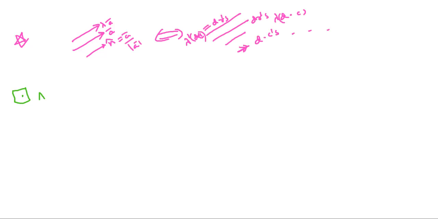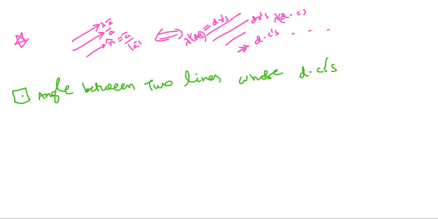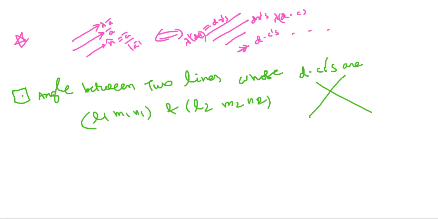So they are basically forming parallel lines. The important aspect is the angle between two lines. Now since you know the direction, consider the angle between two lines whose DCs, for example, are L1 M1 N1 and L2 M2 N2. So basically there are two lines and I have given you the DCs, that is N1 cap in the direction of this, N2 cap in the direction of this. So the angle between them is nothing but the angle between these two lines.